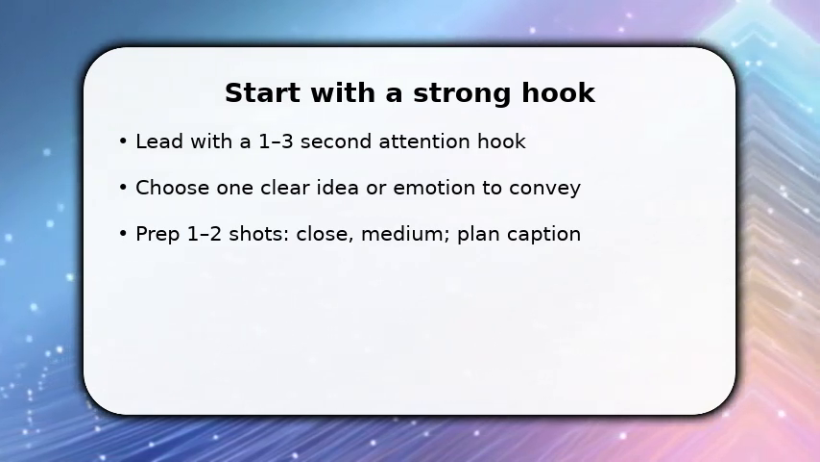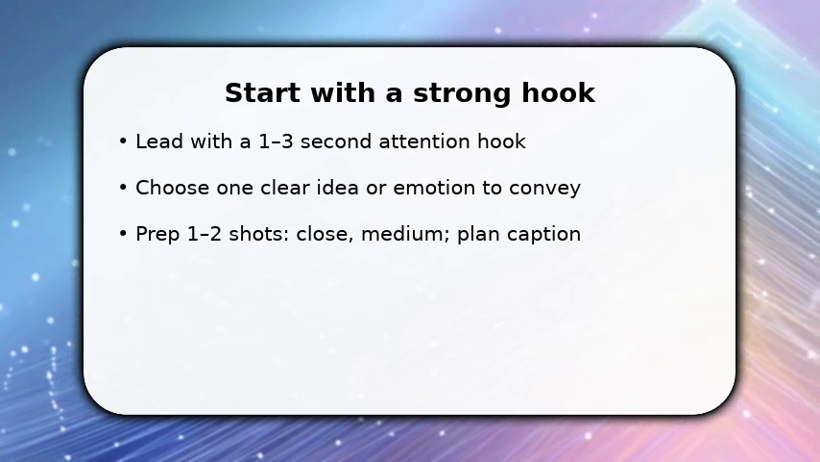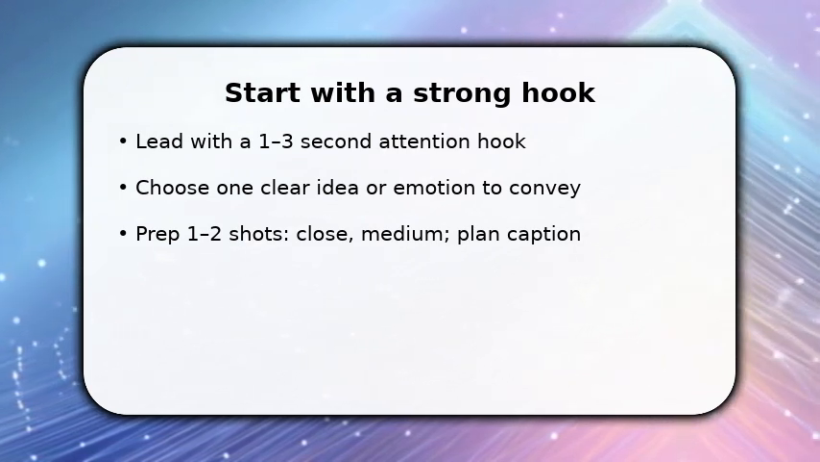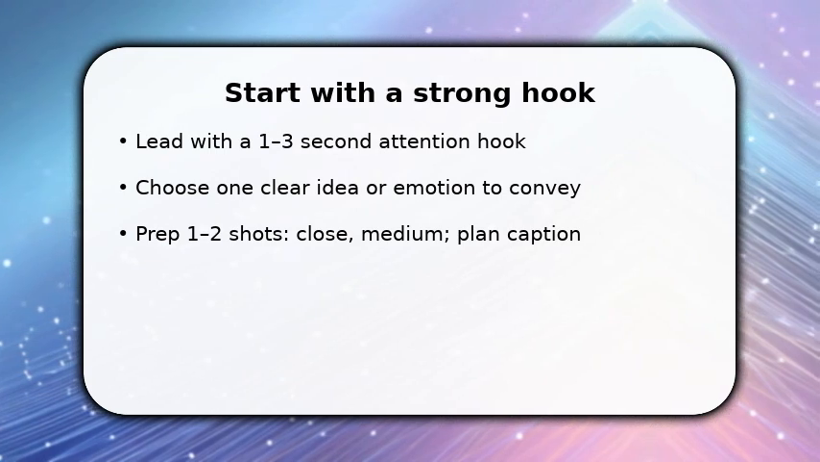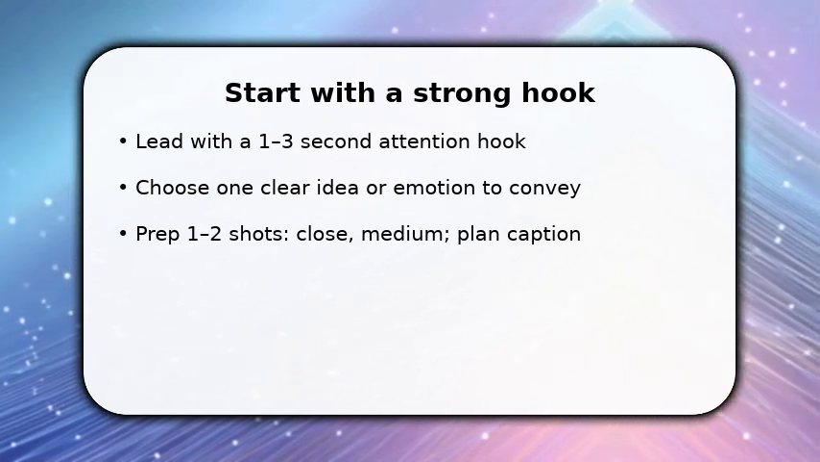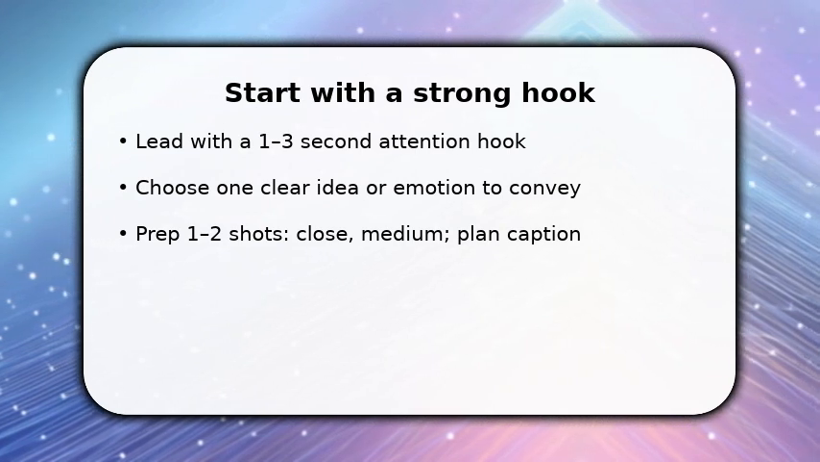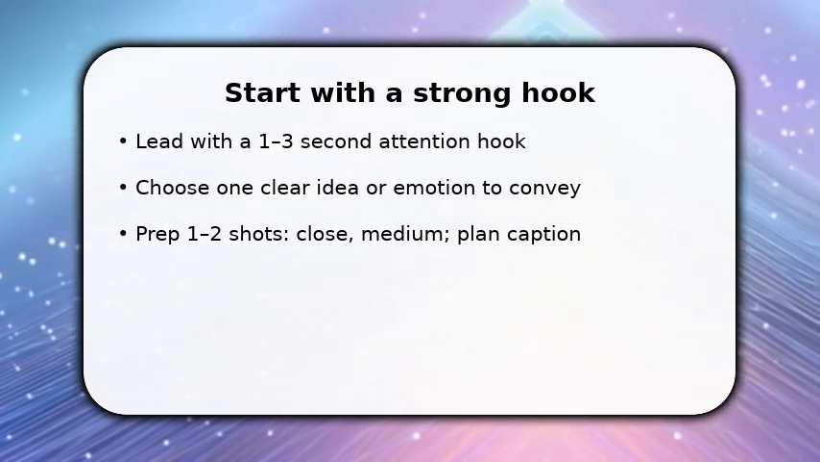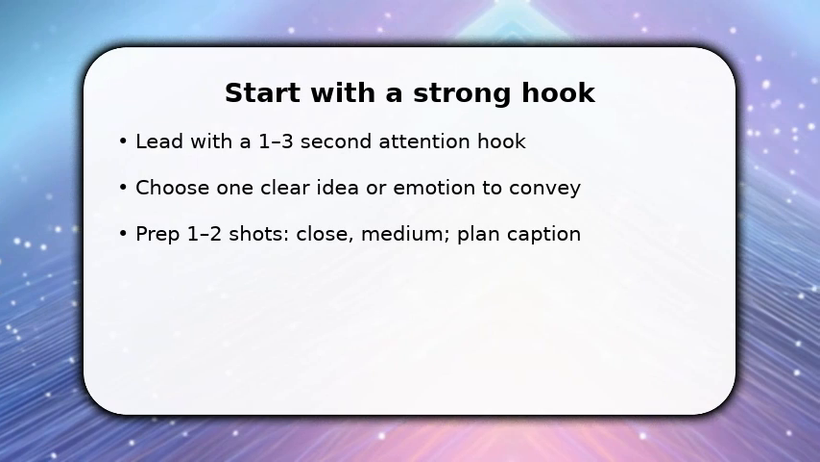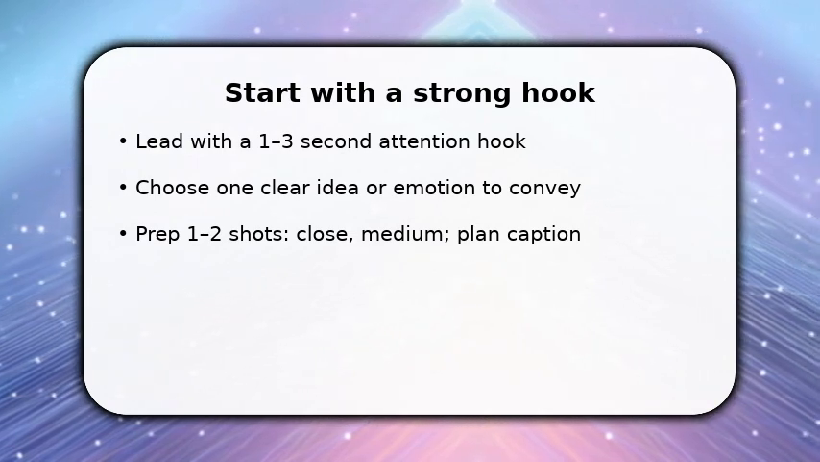Once you have that hook, set up 2 quick shots, a close for emotion and a medium for context, so you can cut dynamically. Make sure to choose one clear idea and draft a concise caption with 1-2 keywords. Record at natural energy, then check audio levels briefly before moving to the next phase.